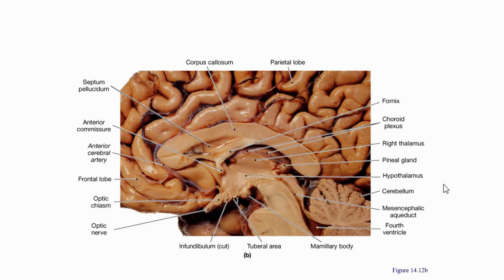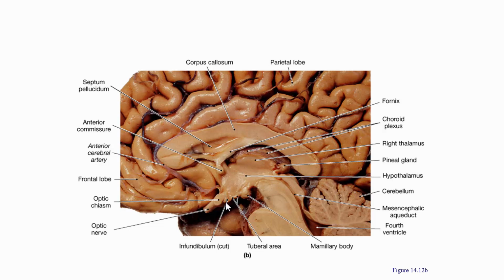Looking at a mid-sagittally sectioned brain, again, we have the thalamus. We have the subthalamus. Here's the epithalamus, this little line here that ends at the pineal gland. And then below the subthalamus, this triangle right here is going to be the hypothalamus. Now the infundibulum has been cut away.